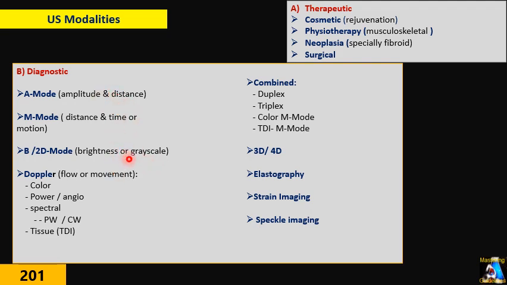Based on the physics of sound and technology, diagnostic has many modalities. The first and basic one was A-mode, which was used at the beginning in ophthalmology, but nowadays with advanced technology, nobody uses A-mode. M-mode, or motion mode, or monoline imaging mode. 2D, or B for brightness or grayscale. Doppler, combined, 3D, 4D, elastography, strain imaging, speckle imaging, and every year a new modality is added.